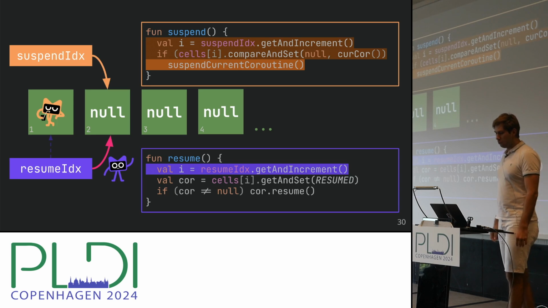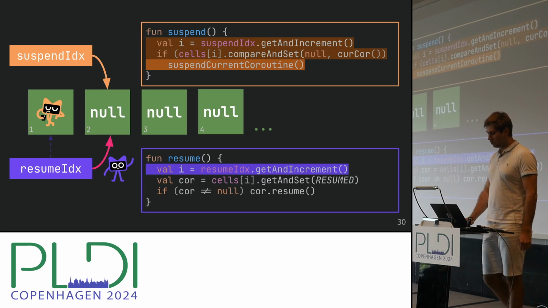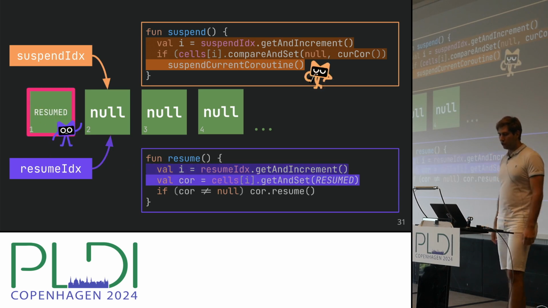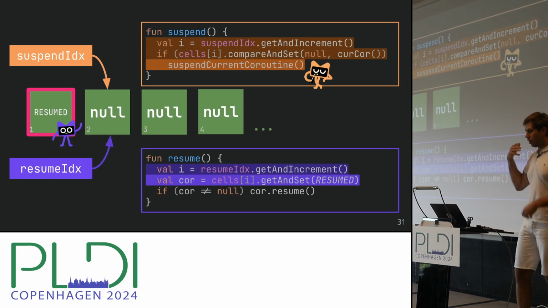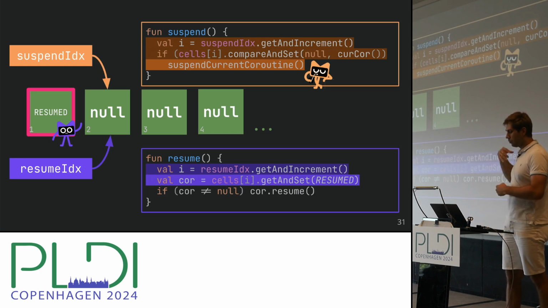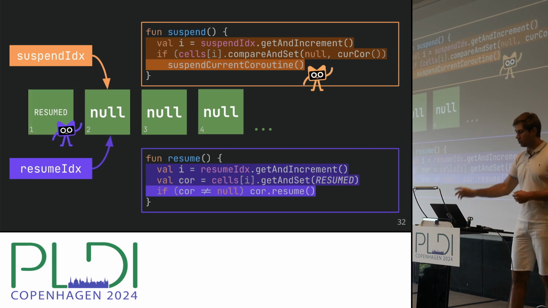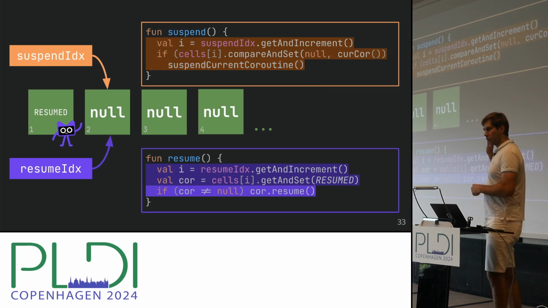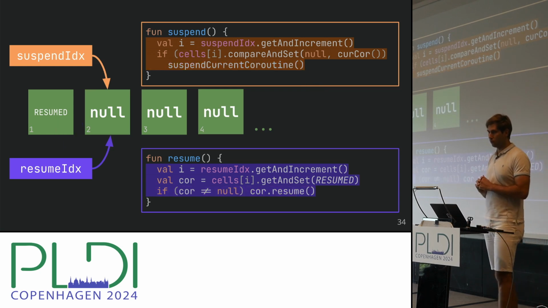And to resume, we increment the resume index. We go to the cell. We notice that there is a coroutine suspended in the cell, so we resume it. So we replace its reference with the resumed one, and then we resume the coroutine. So it gets resumed, and this suspend can finish, and we can also finish.